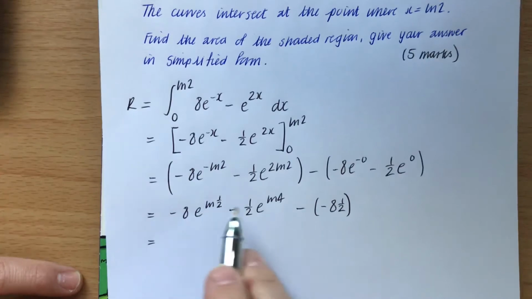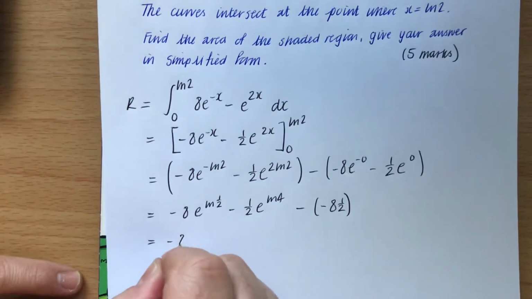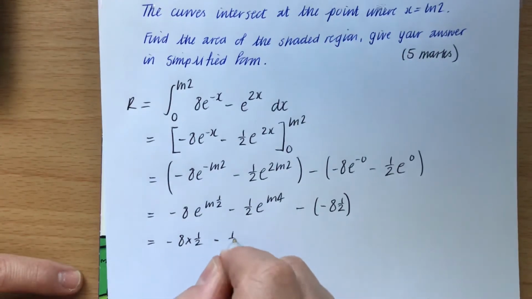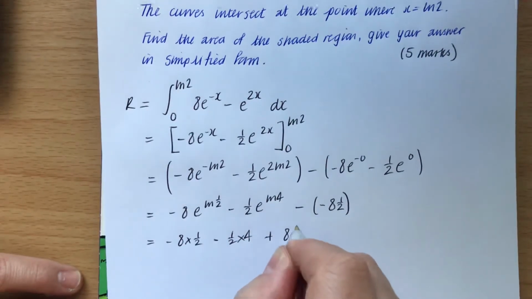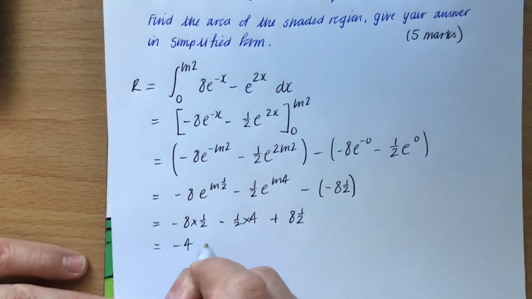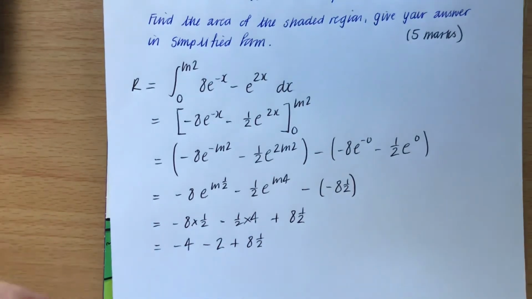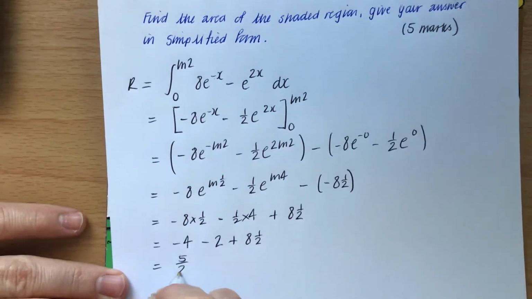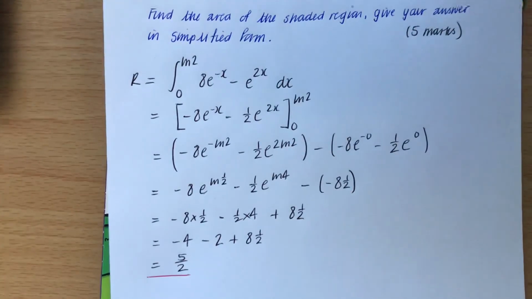e to the log, e to the log, they're the inverse of each other. So we have minus 8 times a half, minus a half times 4, minus minus 8 and a half, minus 4, minus 2, plus 8 and a half, which is 2 and a half, or 5 over 2. And that is our answer in its simplest form.